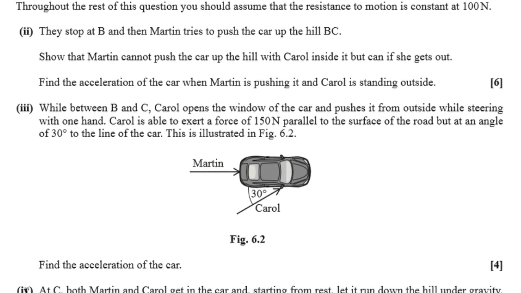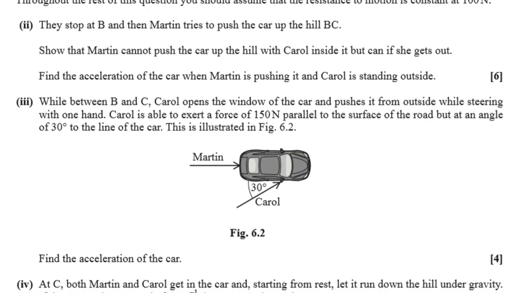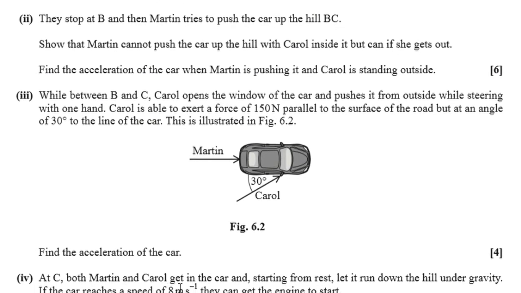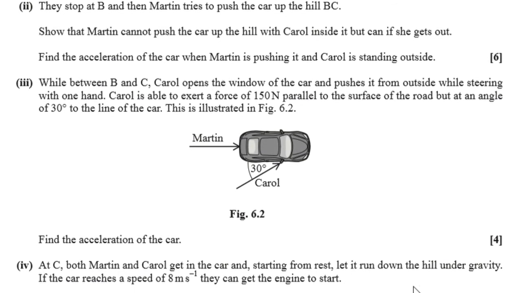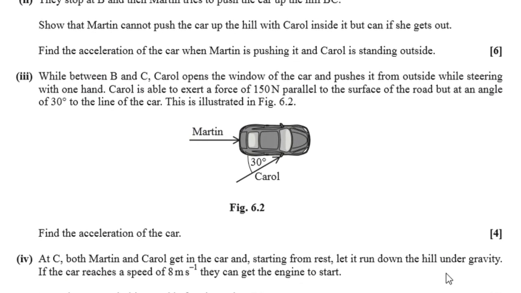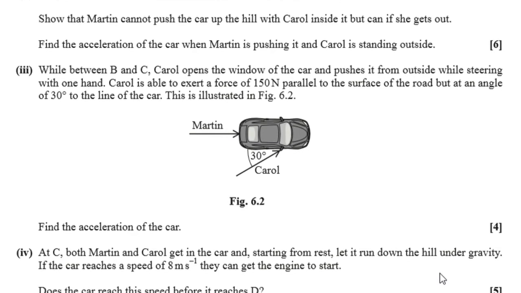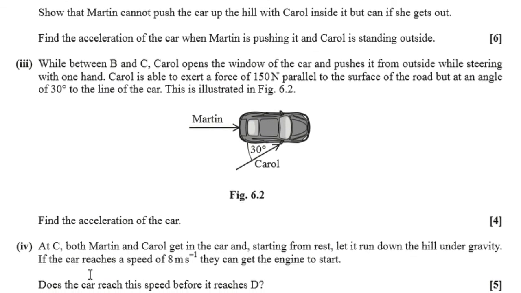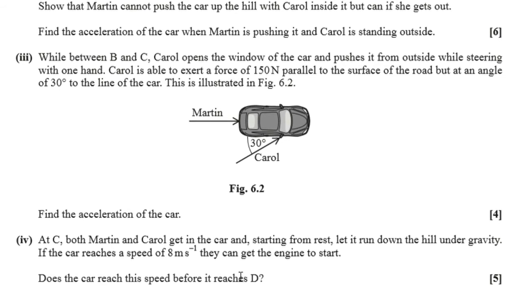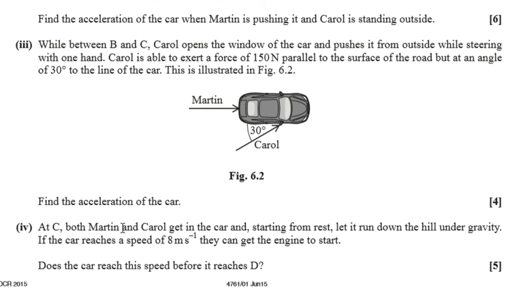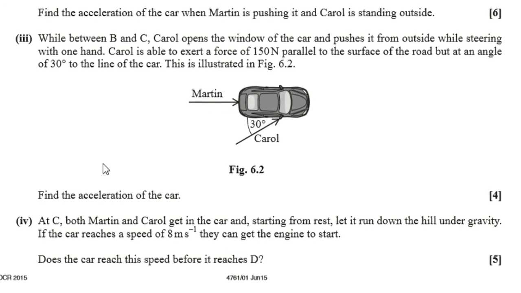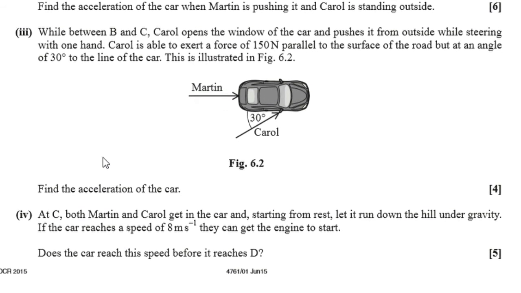Now finally part 4, at C, both of them get into the car, and starting from rest, let it run down the hill using the gravitational acceleration. If the car reaches 8 meters per second, they can get it to start. So does it reach 8 before it reaches the end of the slope?